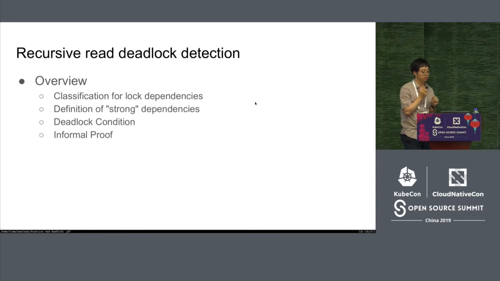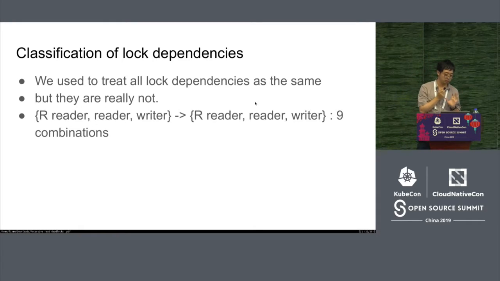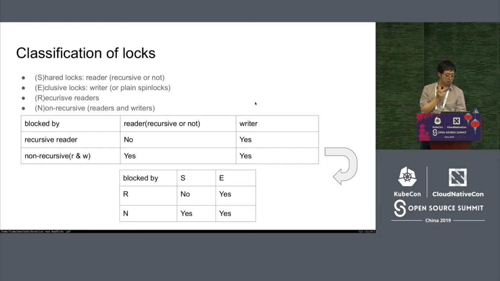So this is very simply about how we can detect recursive rwlock, and we classify it as follows. First, we consider that we have three categories of rwlock: recursive reader, non-recursive reader, and writer. In one dependency, we're going to have 9 combinations, 3 times 3. So this is a direct sorting according to the Lockdep conditions.